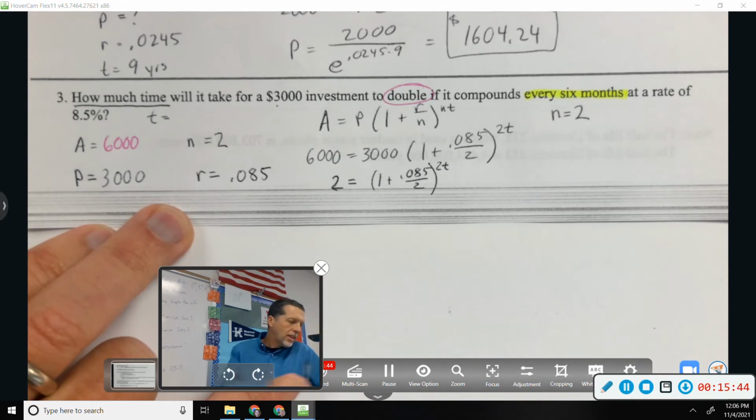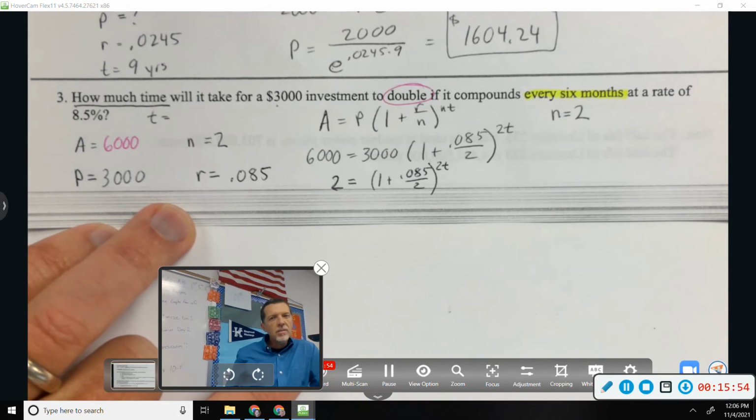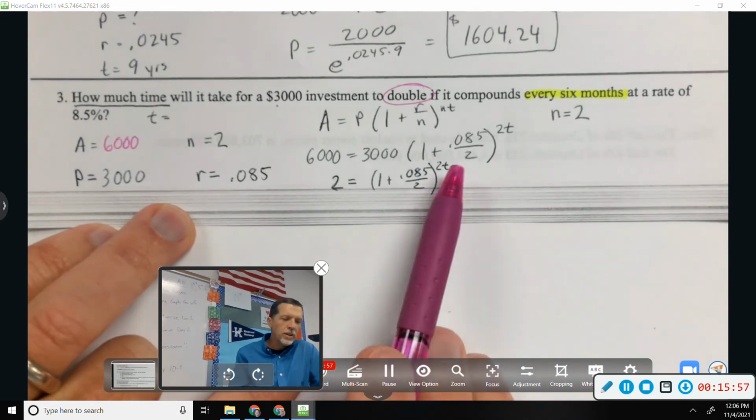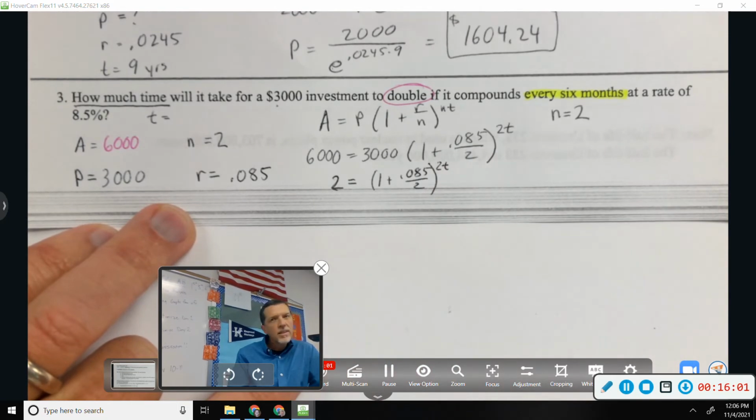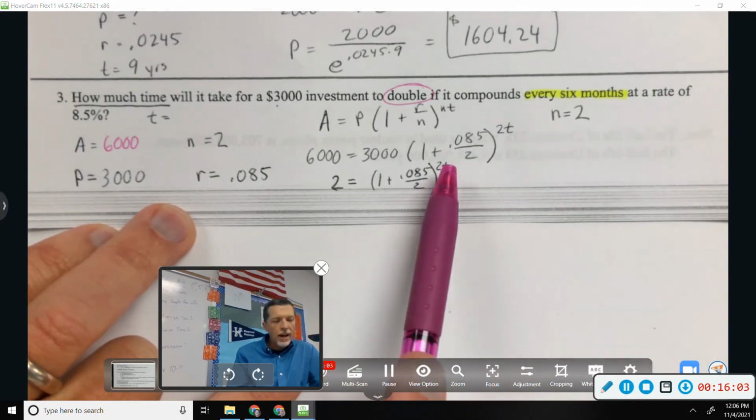Alright, that was good. That was helpful. Simplified things. What do you want to do next? Square root. I mean, that would fix the 2, but there'd still be a t up there. And the t is the main problem. How do I get a variable out of the exponent? I can't divide it by t.